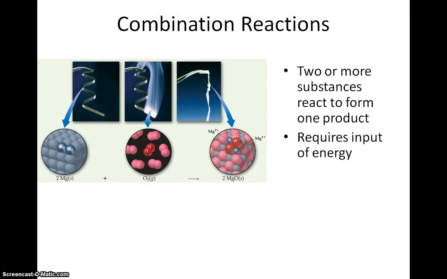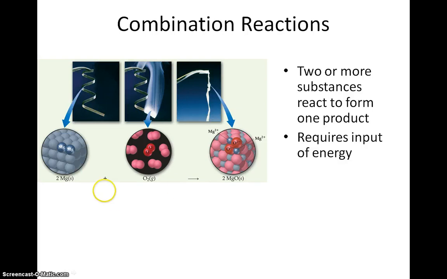So the two types of chemical reactions that we're really worried about in terms of biology are combination or synthesis reactions. And this is when you put two things together. So you're building something. And this requires an input of energy. Now, it could be creating like a peptide bond, okay?